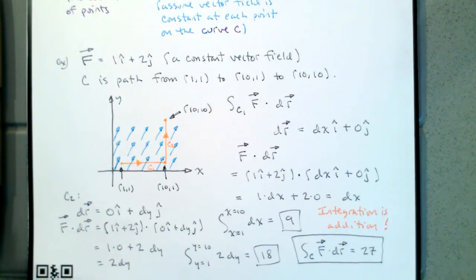And notice that since the vertical component of the vector field was twice as much as the horizontal component of the vector field, our line integral was twice as much in that direction. Neat.